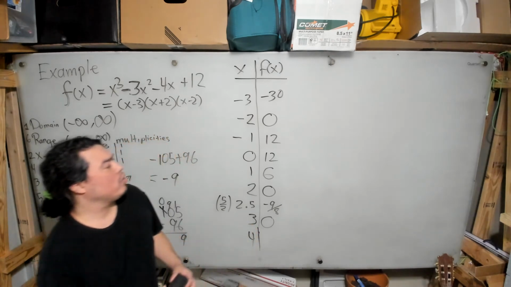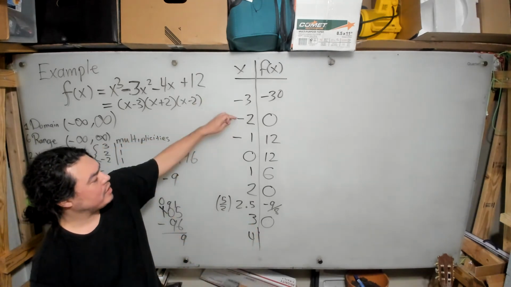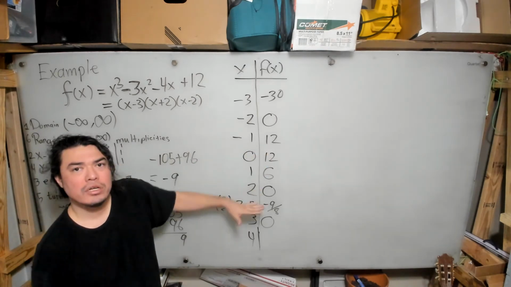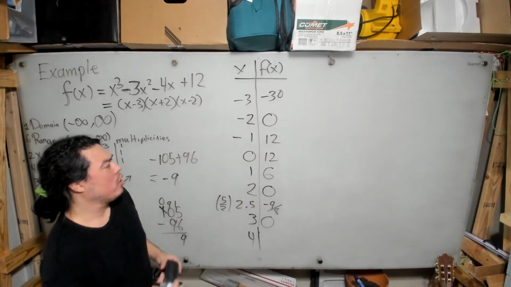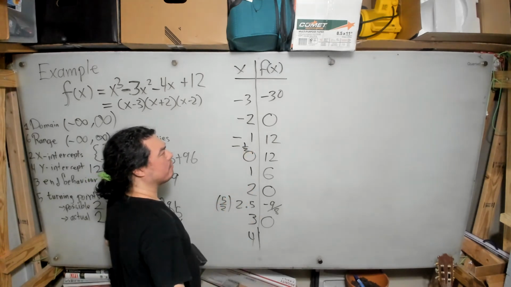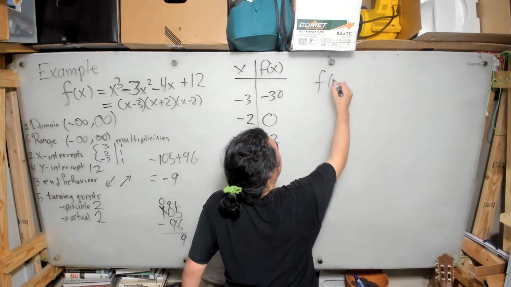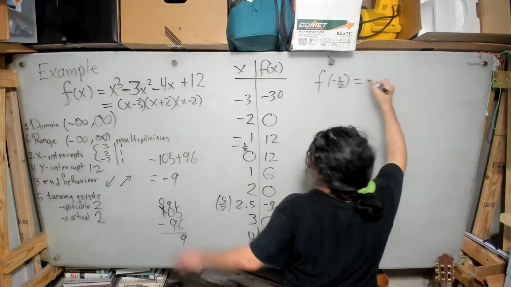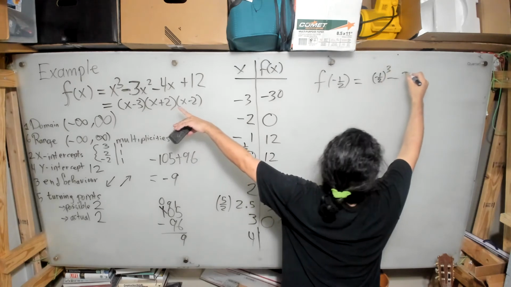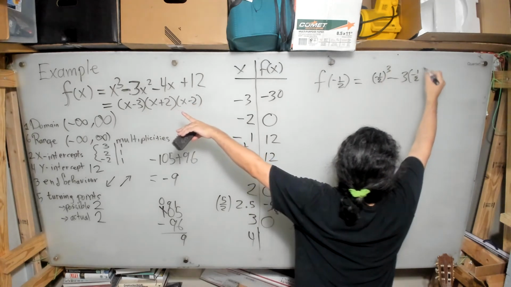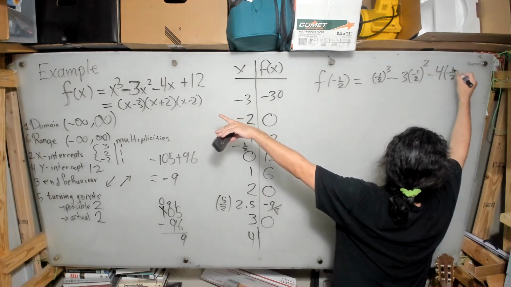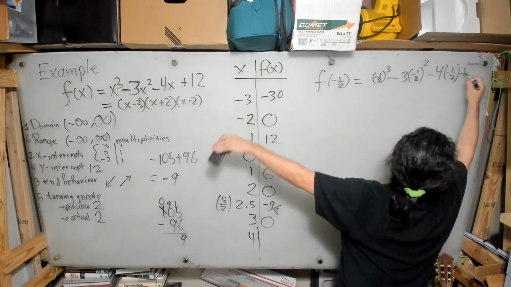Now I'm wondering, when I was doing this table, I noticed, between negative 1 and 0, the values are both 12. So what happens in between? Well, I can figure that out by calculating what happens at negative 1/2. So what is f of negative 1/2? Well, it'll be negative 1/2 cubed minus 3 times negative 1/2 squared minus 4 times negative 1/2 plus 12. Okay?